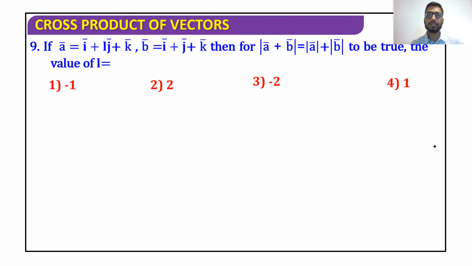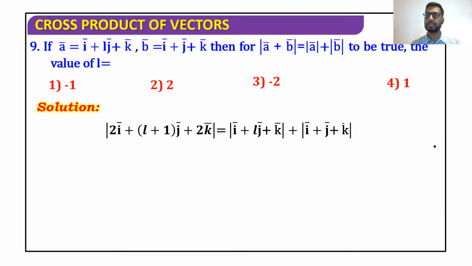Magnitude of A plus B, you can easily obtain that. You have the values of A and B. So A plus B would be I plus I, which is 2I, L plus 1 J, and 1 plus 1, that is 2K. So simplifying, just compare the values and also square on both sides because the values of magnitude would be under root. So by squaring, the under root sign would be removed.